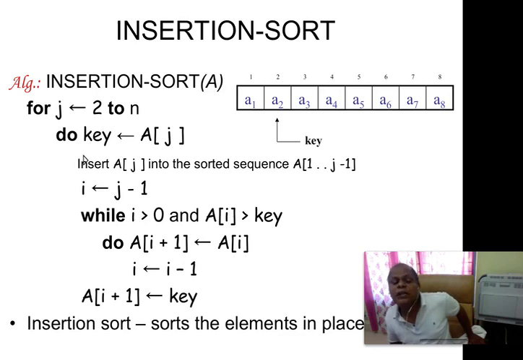While i is greater than 0 means there is still an element in the sorted sub-array. a[i] is greater than key means that if this condition is satisfied, the key is less than a[i], so the a[i] element will be shifted towards right. That's why a[i plus 1] is a[i], and i will be i minus 1. Hence, at the end the key gets its proper position, and a[i plus 1] will be key.